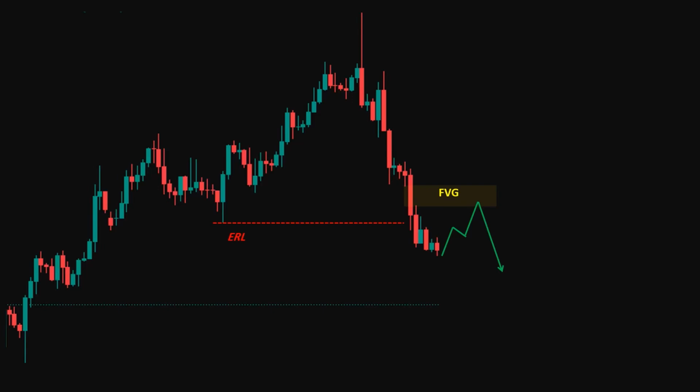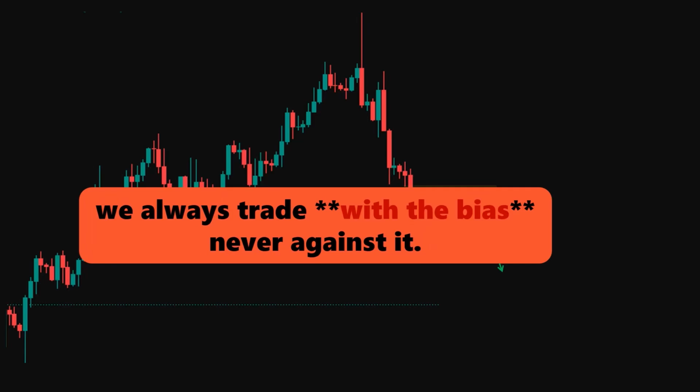One important note here, we always trade with the bias, never against it. This is exactly where most beginners fail. They form a bias on the higher timeframe, but as soon as they drop down to a lower timeframe, they start taking trades against that bias. That's why I always say, if your higher timeframe bias is bullish, don't take bearish setups. If your bias is bearish, don't take bullish setups. This forces you to be patient and only take setups that are aligned with your bias.